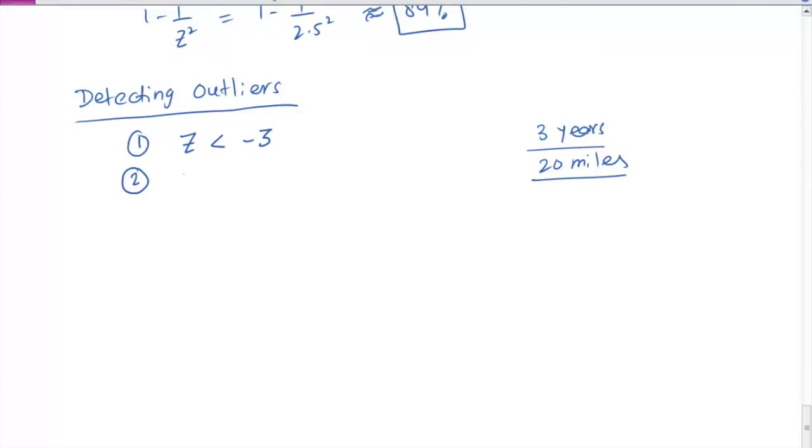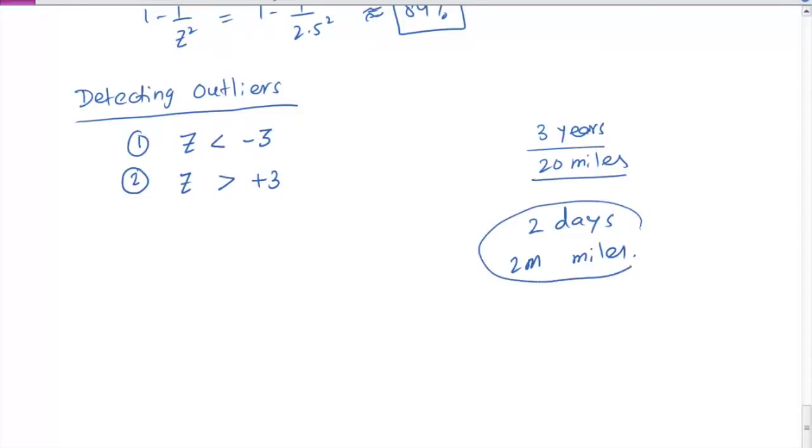Or if you get something unusually large, like greater than positive 3, maybe something like in 2 days, like some error, you see that it has been driven maybe 2 million miles. So 2 million miles in 2 days obviously is very, very large. So this data point will generate a z value which is much bigger than plus 3. Detecting outliers using z is a very common practice.